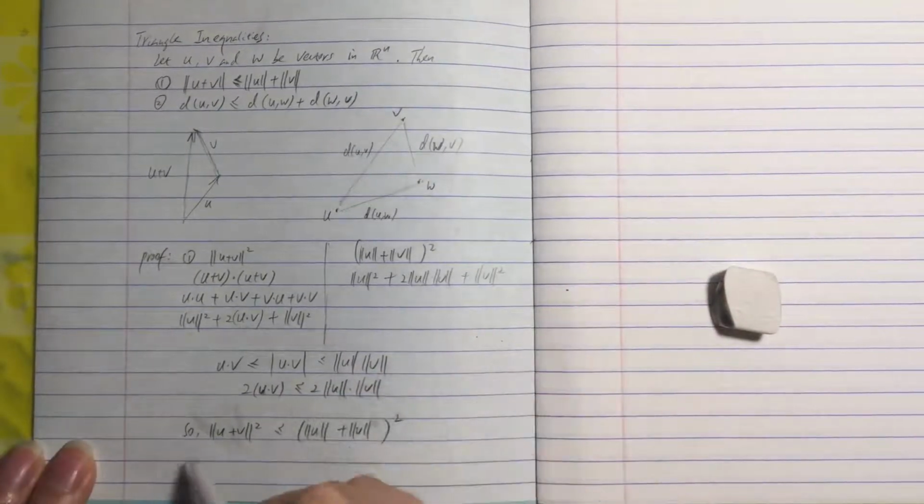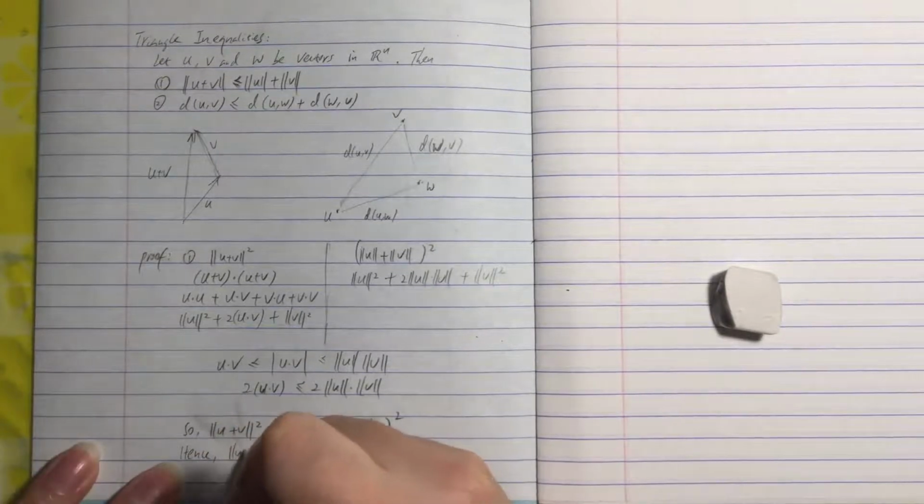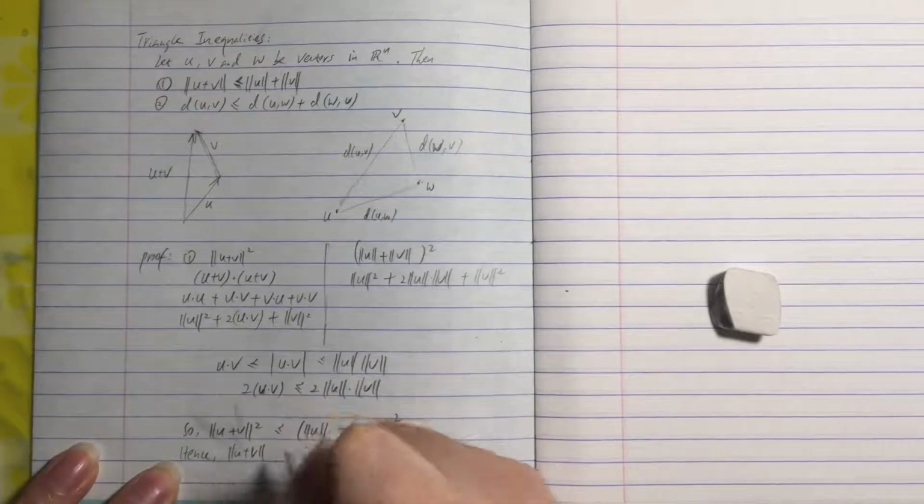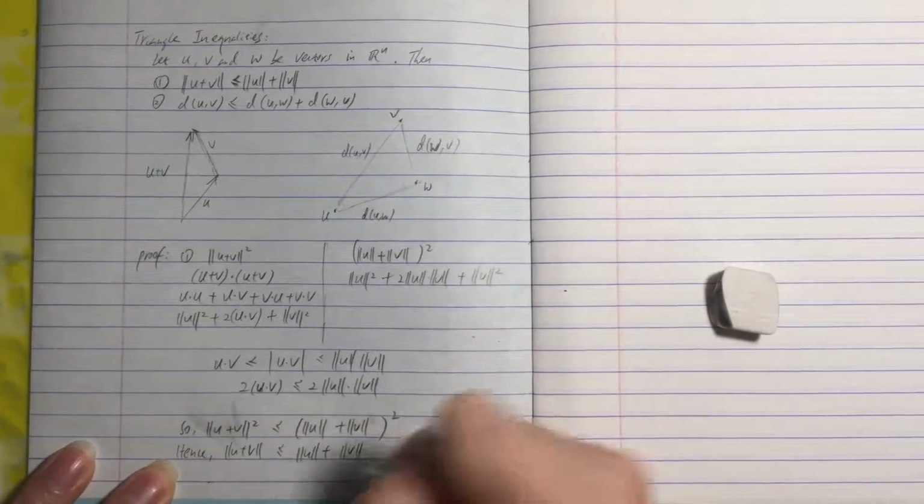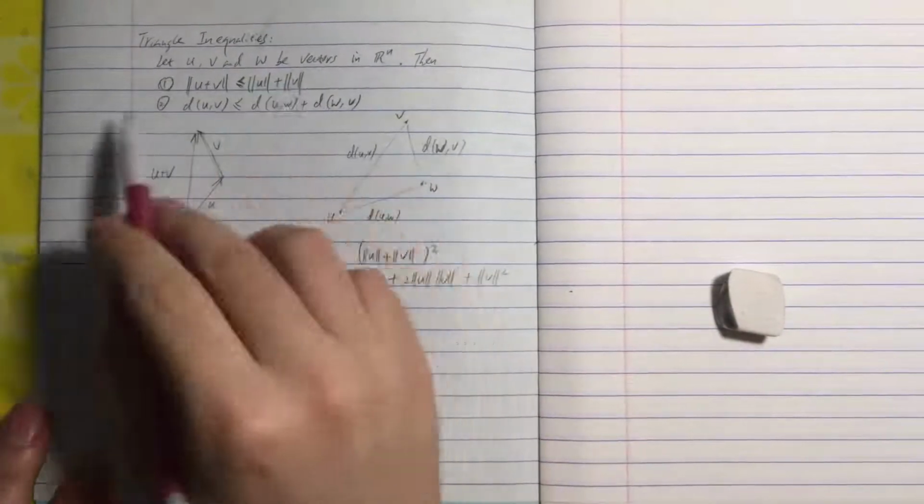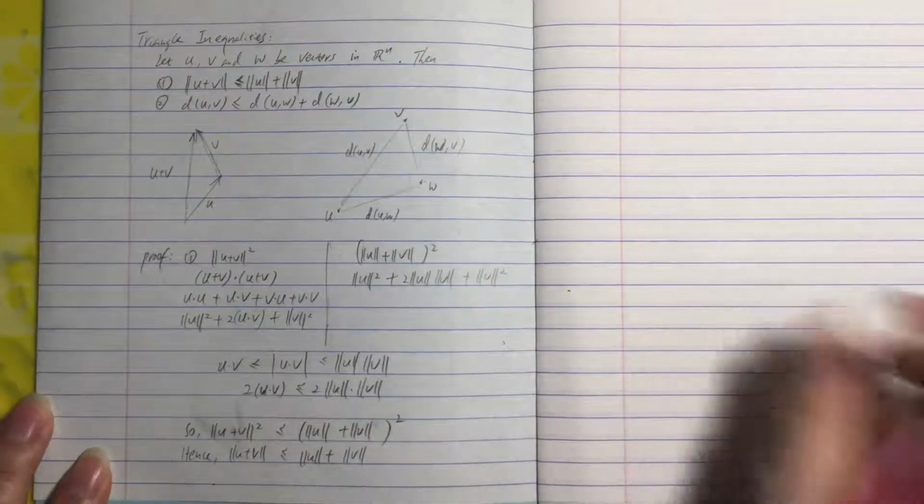Then if I take the square root on both sides, the norm of u plus v is less than or equal to the norm of u plus the norm of v. That's the first statement.